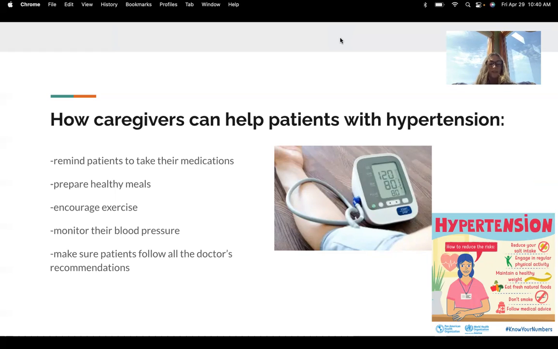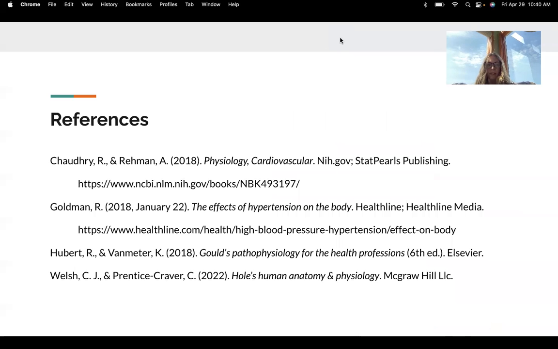Another thing is just to make sure the patients are following all the doctor's recommendations. Even things that seem insignificant to the patient may play a big role in getting the hypertension under control.